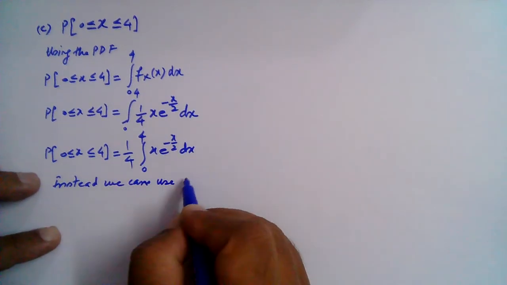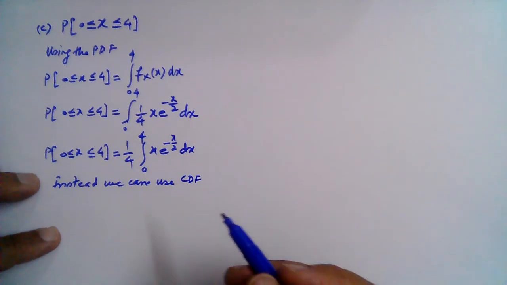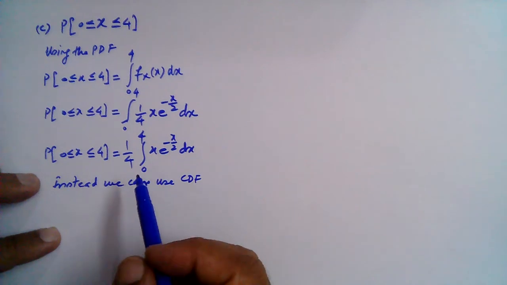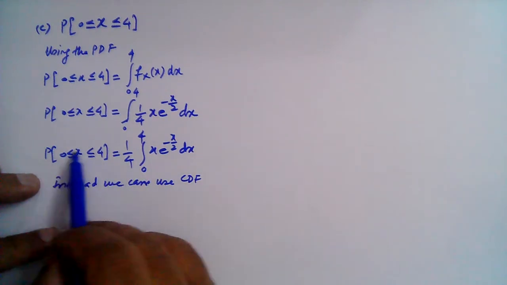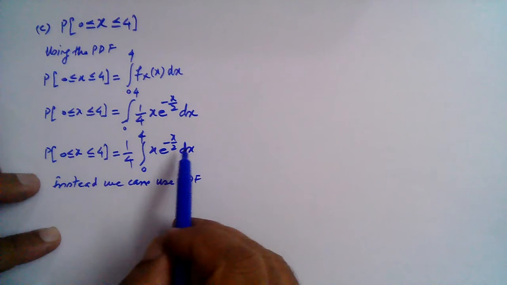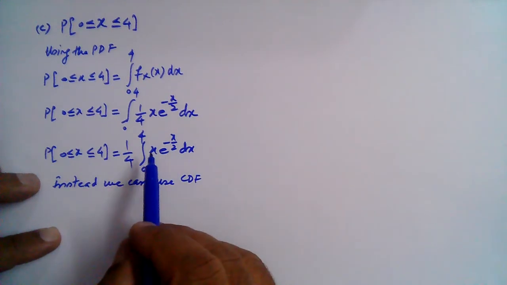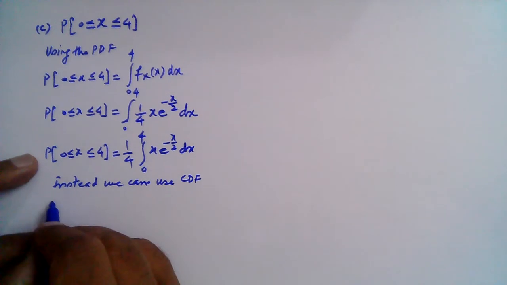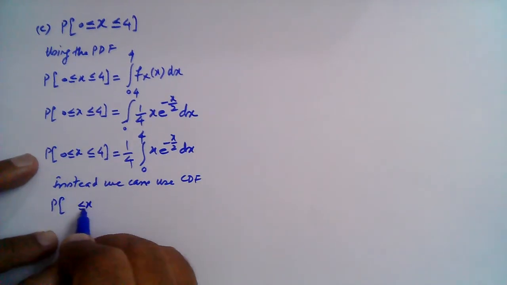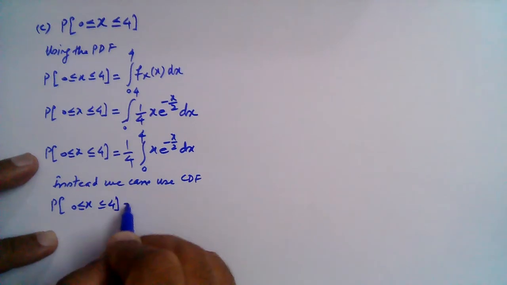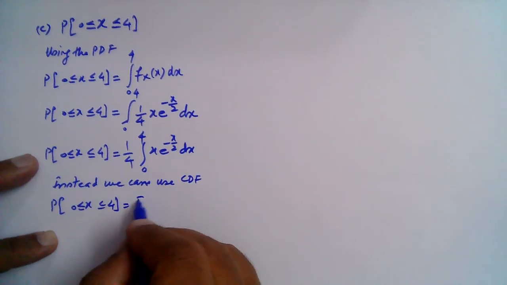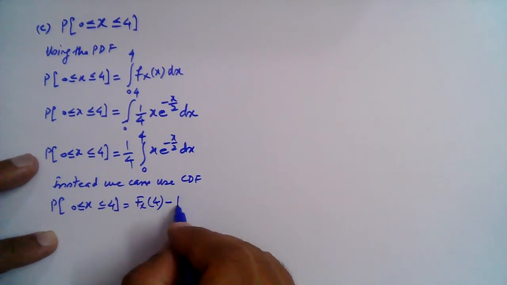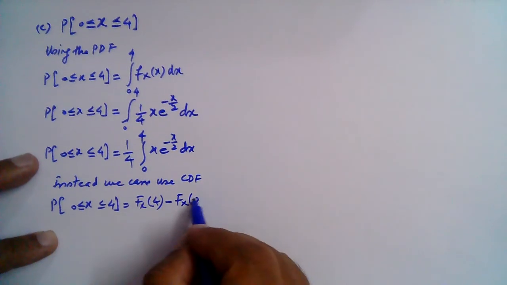we can use the CDF, which will be very easy, to substitute just the values of the endpoints in the CDF and find out this probability. So you can evaluate this integral, in fact, to find the probability, but as said, this will result in a lengthy computation. So let's use the CDF. The probability that x is greater than or equal to 0 and less than or equal to 4 is given by Fx at 4, the value of the CDF at 4, minus the value of the CDF at 0.